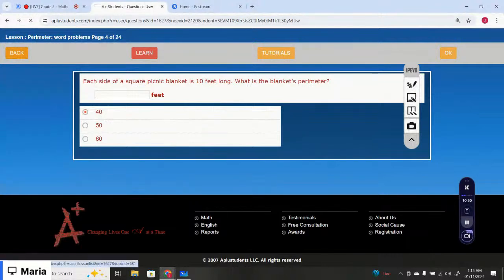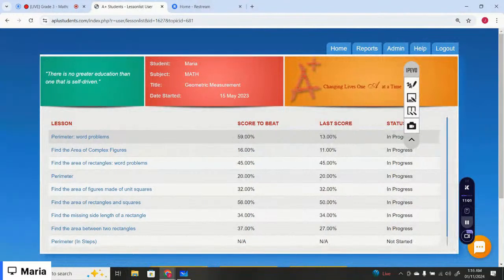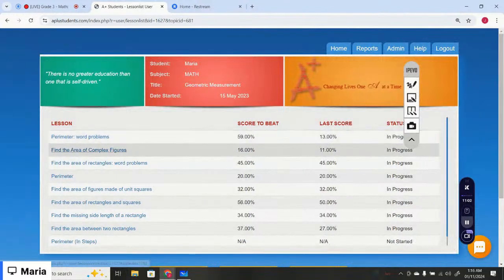Okay, you can complete the lesson by yourself later today. Let's move on to the next lesson. The next lesson is find the area of complex figures. Let's start with the next lesson.